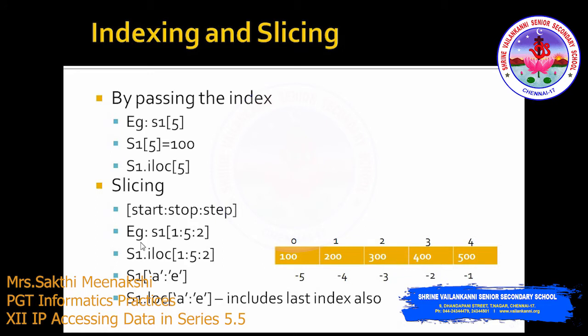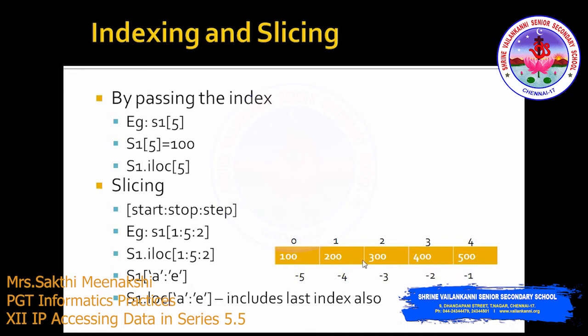Here is the example, S1 of 1 colon 5 colon 2. From the first index till the fifth index we are moving 2 steps forward. The fifth index is not there, but the number of elements is 5, so you can use 5 over here, and the fifth element is not considered, so it goes till the fourth element. We are moving 2 steps forward, so 200 will be fetched first, then it moves 2 steps and fetches the 400, right?